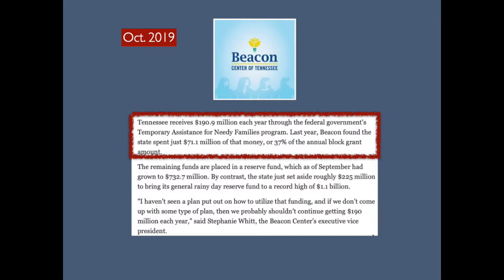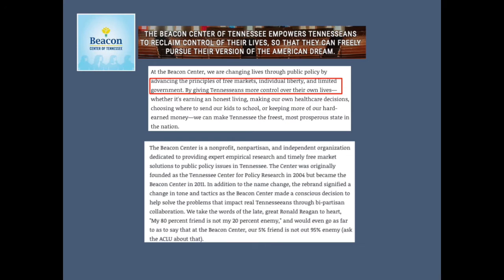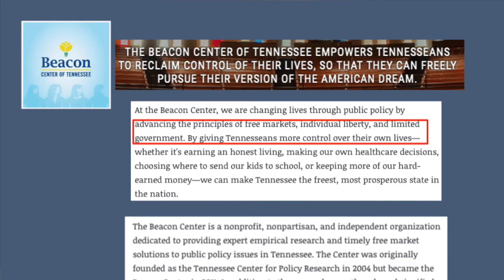And we're going to go back to October 2019, so just a couple of years ago, less than 2 years ago. But before we look at what happened 2 years ago, let's look at the organization behind it, and that is the Beacon Center of Tennessee. And you'll notice that their mission is to empower Tennesseans to reclaim control of their lives so that they can freely pursue their version of the American dream.